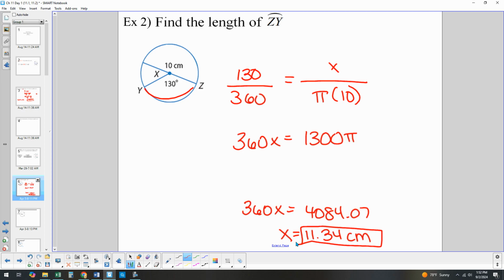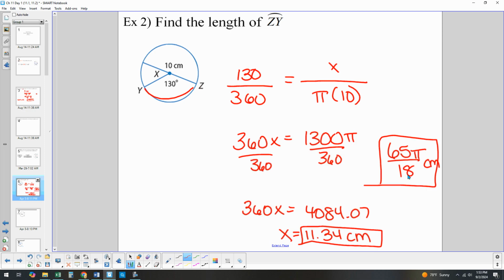When it comes to our final or any standardized tests, they may have the answer written in exact terms, meaning they're not multiplying by the pi, they're leaving it with pi in the answer. So if I wanted to do that, I would be dividing 1300 by 360 here. And I'm reducing the fraction of 1300 over 360. And that's 65 over 18. So this would really be 65 pi over 18 centimeters. So I just wanted you to see that it can look different than just writing our decimal. This would be the exact answer, and this would be the approximate answer.